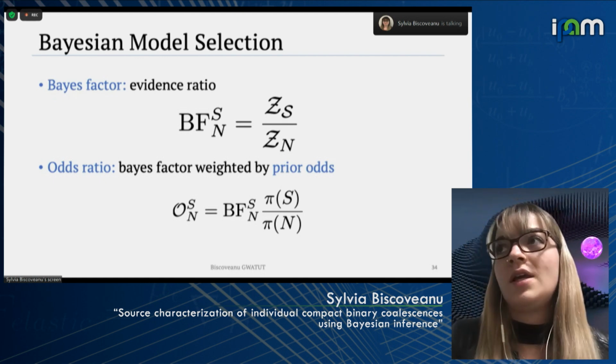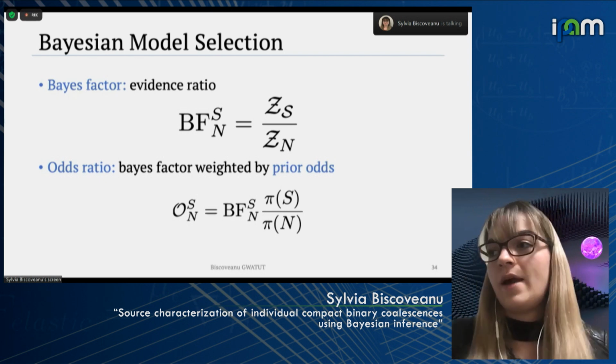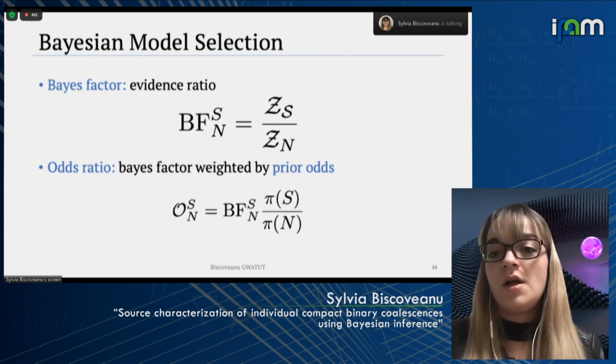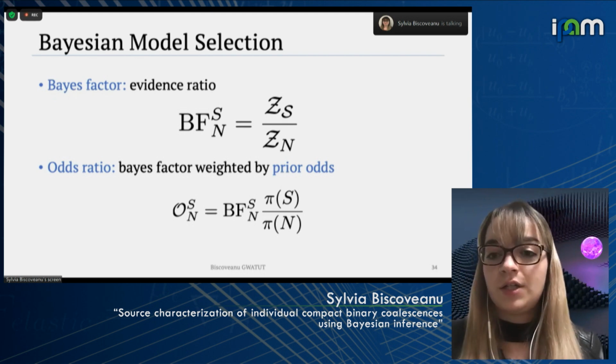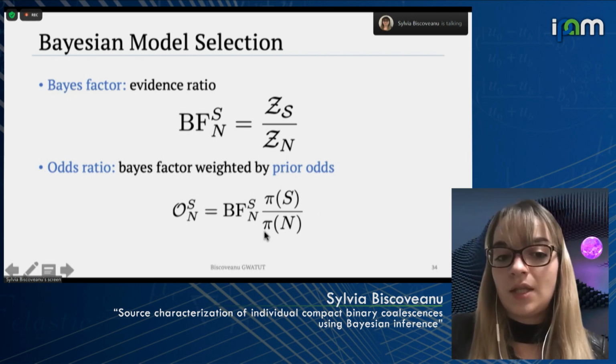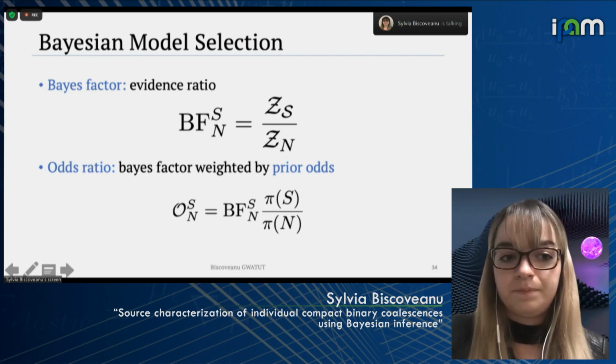Another example is if you wanted to look at the probability of it being a quasi-circular merger versus a head-on collision. There are geometric factors that would affect your prior odds there. So it's not always the case that the prior odds is 1, but in many cases it's fine to just look at the Bayes factor.